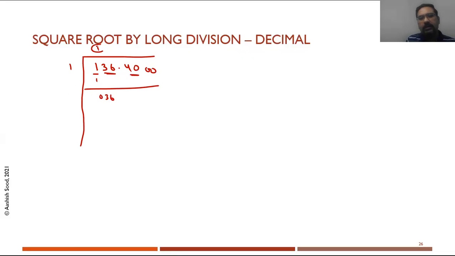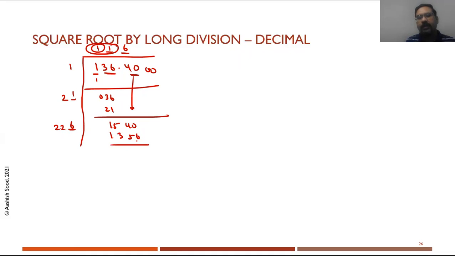36. Double of this number is 2. 1 and 1. 21. 1, 5. And then the entire 4 0. 22 dash and dash. 6 will have to be 1320 plus 36, 1356 will have to be 184, and then 00, 18400.